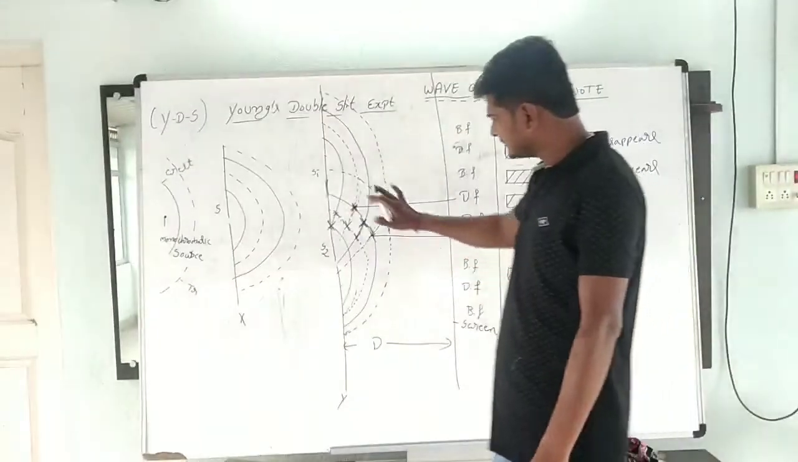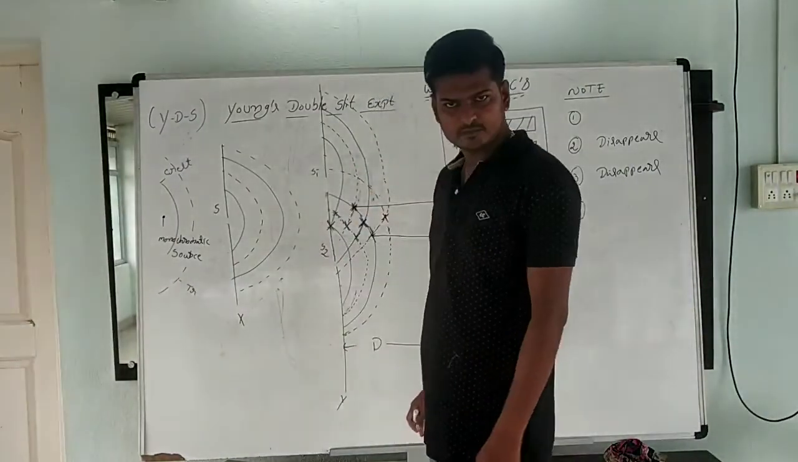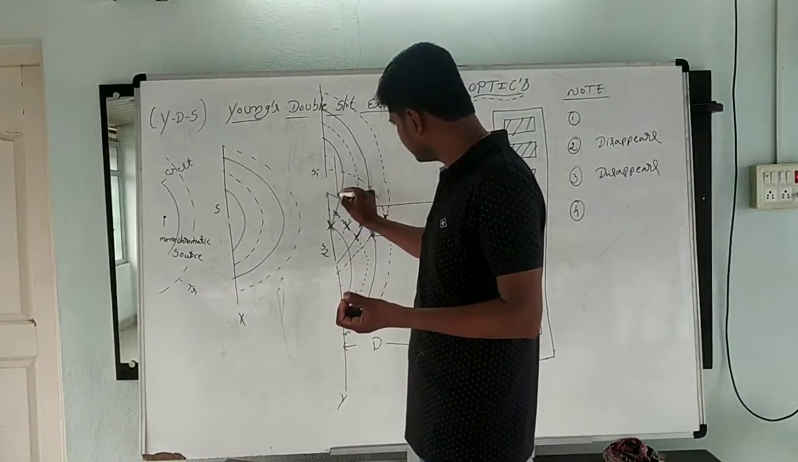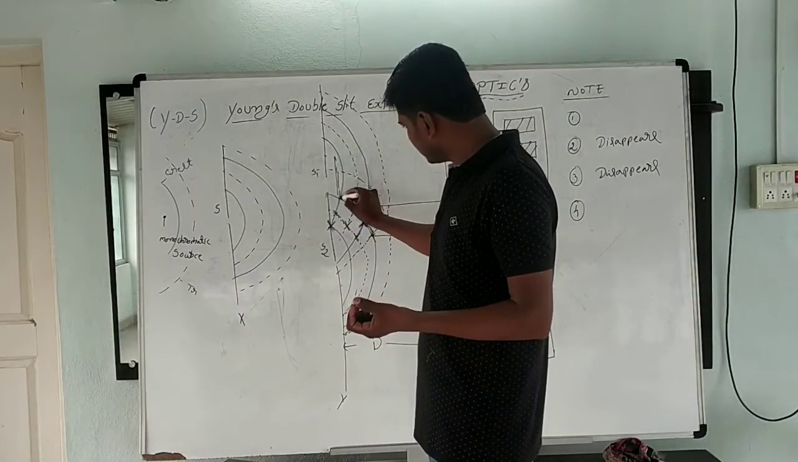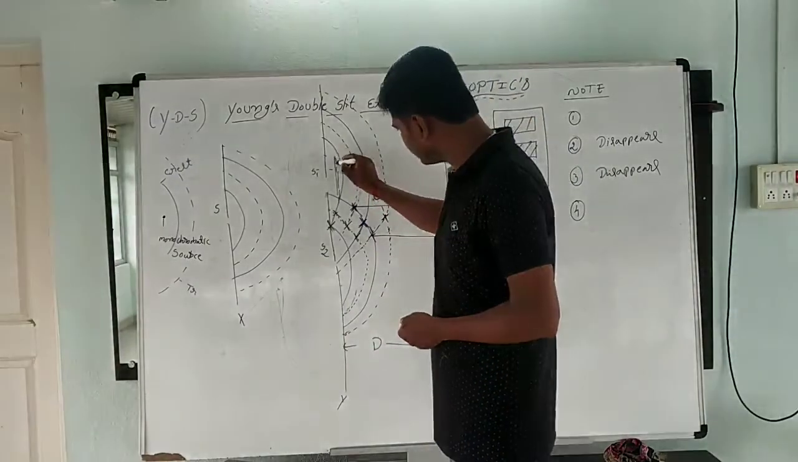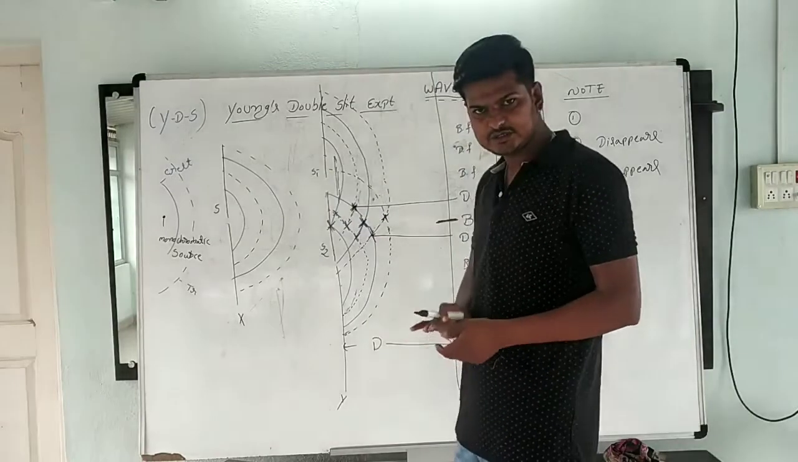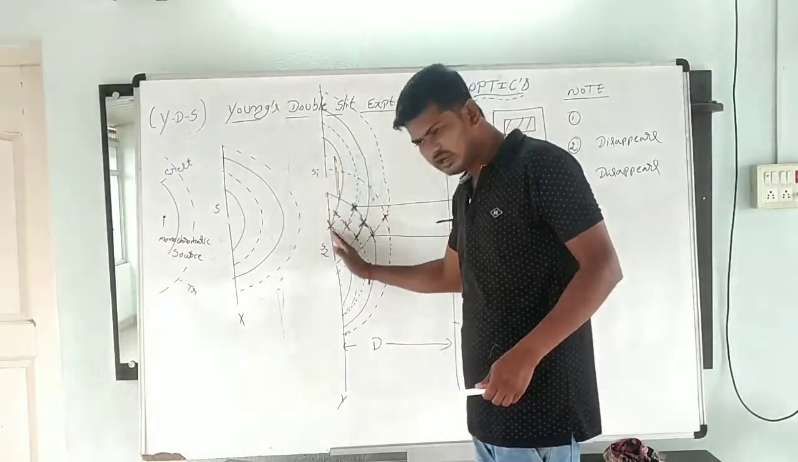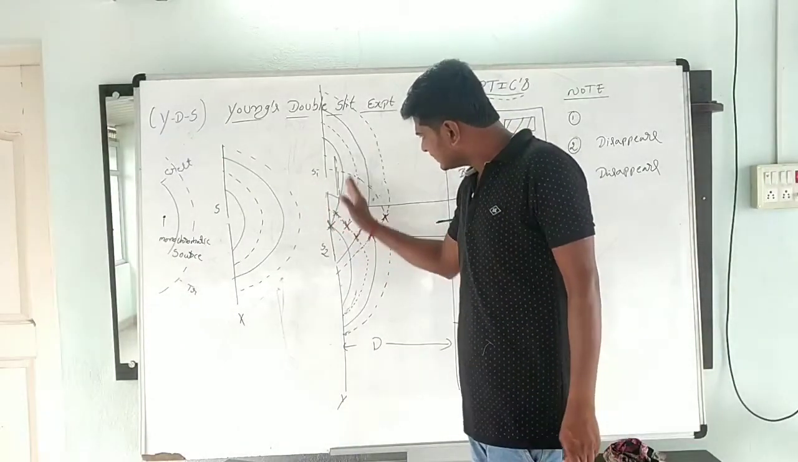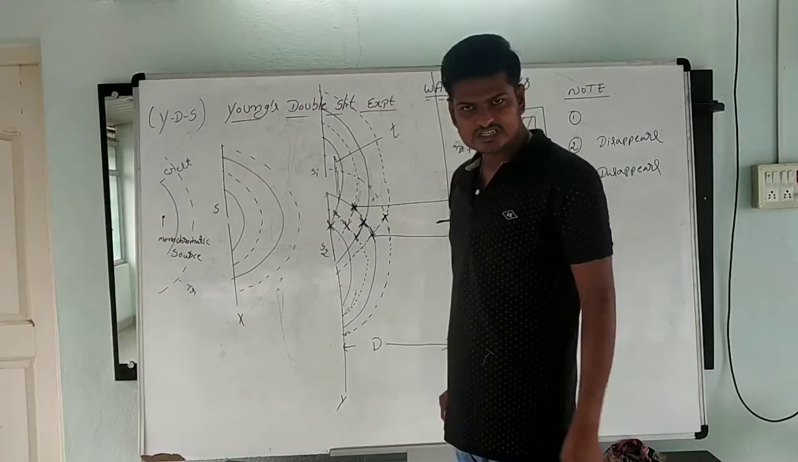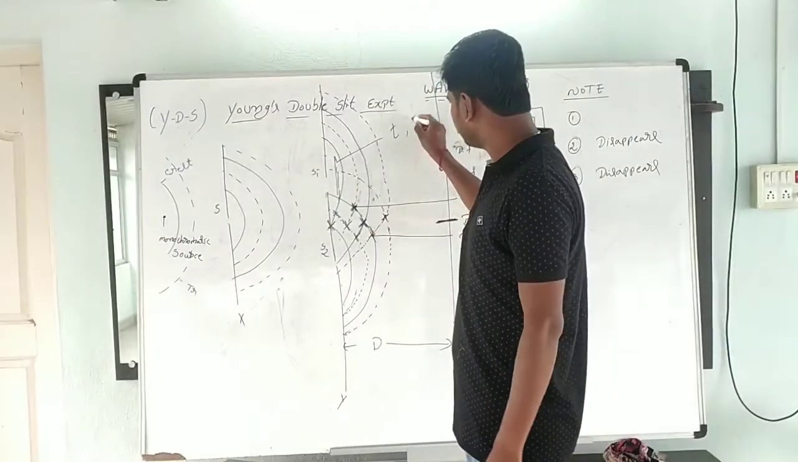Clear? Next, fourth point. For example, a thin transparent sheet: I place it near any one of the slits, either S1 or S2. A thin transparent sheet of thickness t and refractive index n.